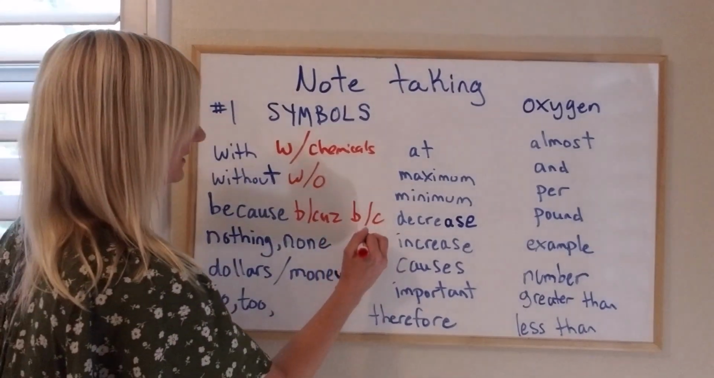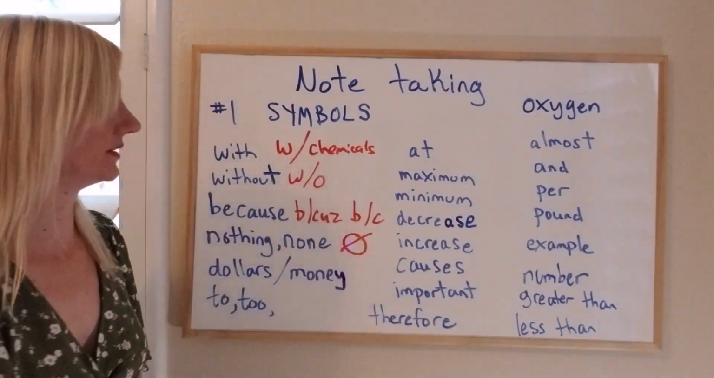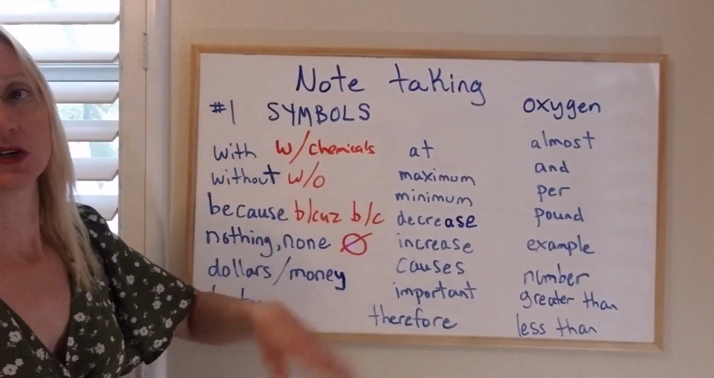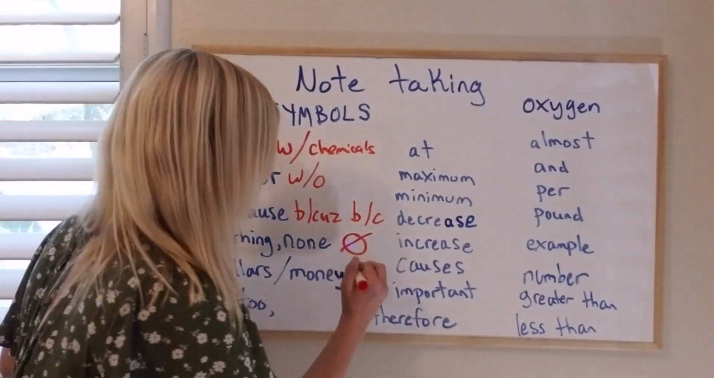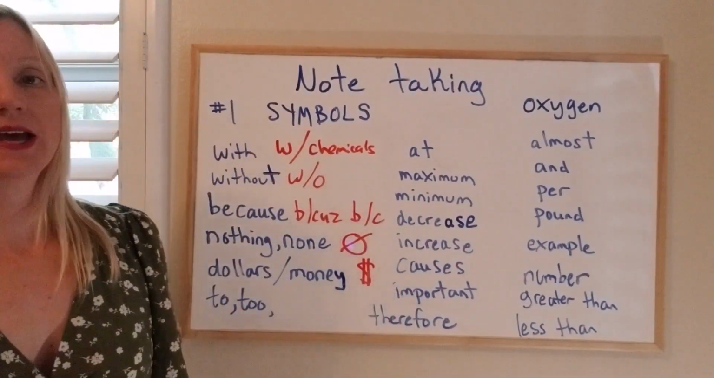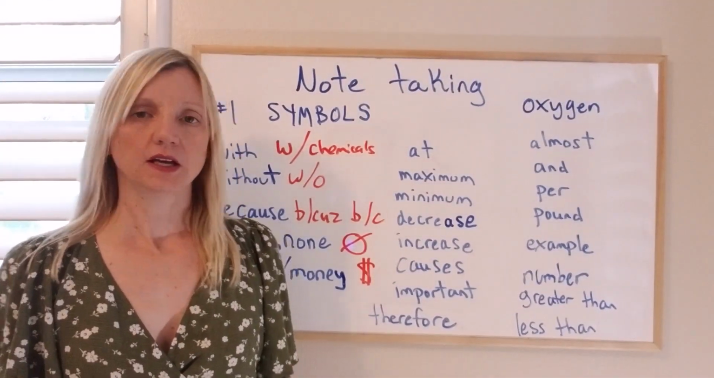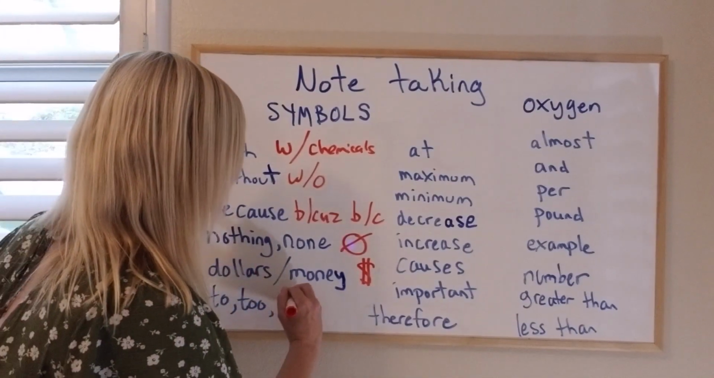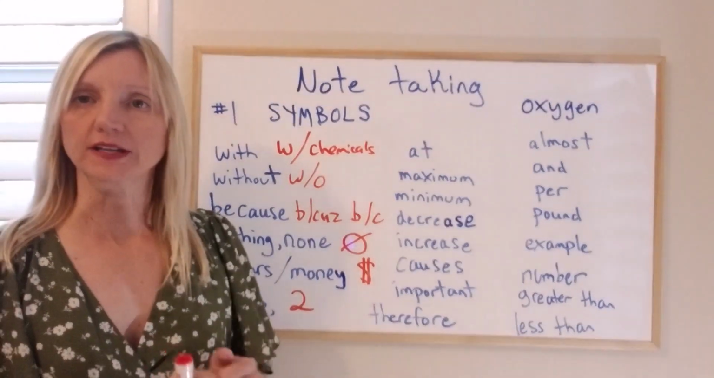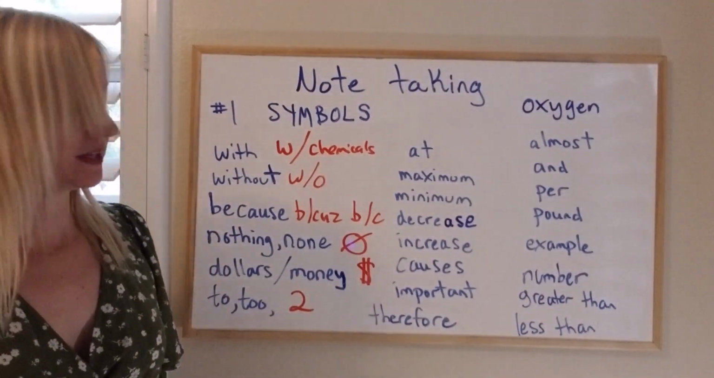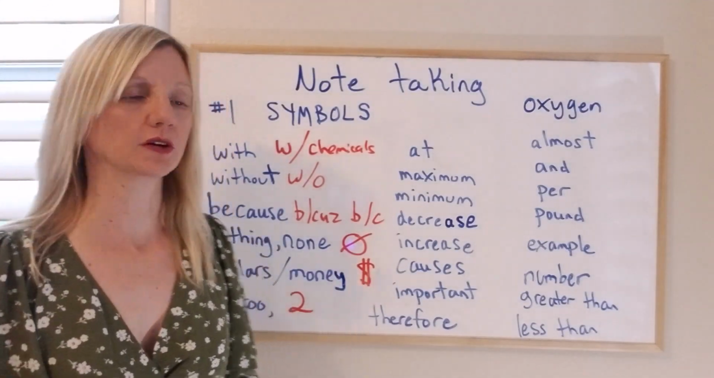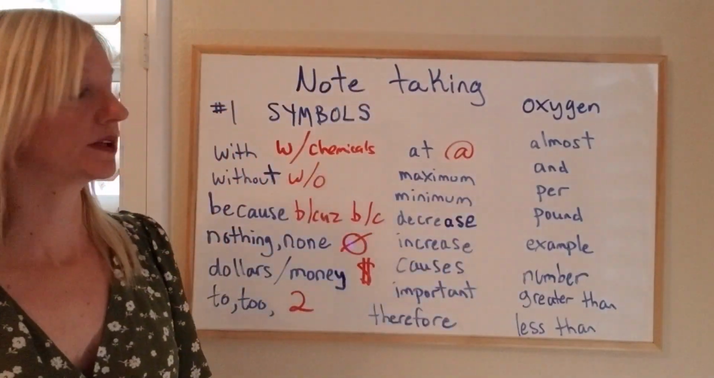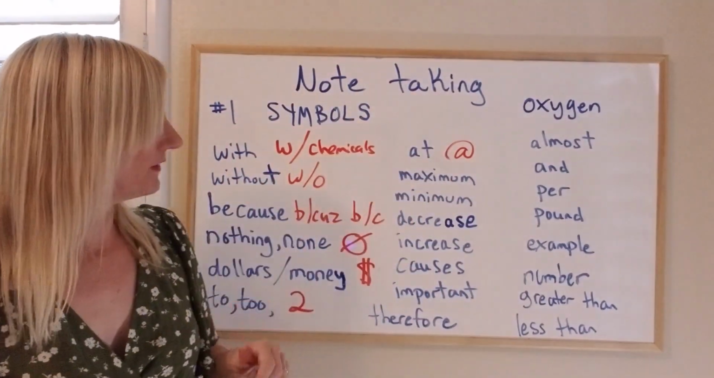For nothing or none, I write a big fat 0 with a slash through it to really emphasize that this is a big 0, a nothing. Dollars or money? Well, we all know that one. I just put an S with the two lines going this way to represent dollars or money, either one. For 2 or too, I just use the number 2. Like when you're texting to a friend, you would use this number, right? And same with for, F-O-R, I put the number 4. At, I'm going to put an A with a circle around it just like you do on the internet. So that's just a little bit faster.